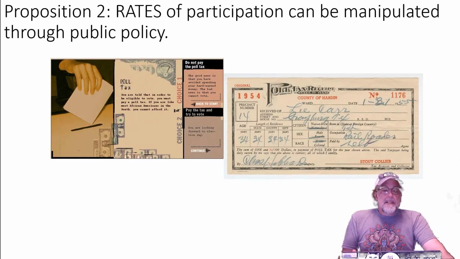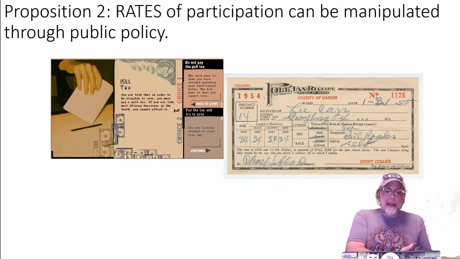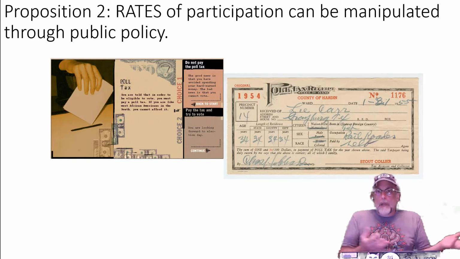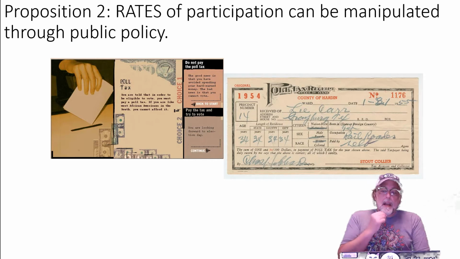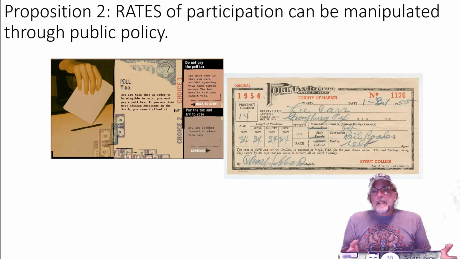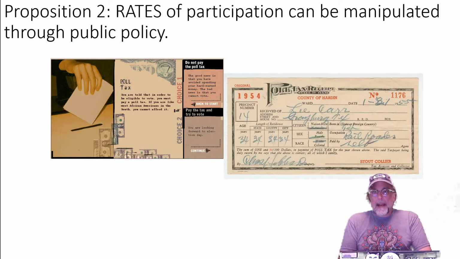Proposition number 2 says that rates of participation can be manipulated through public policy. Remember, we can make it more costly to participate or less costly to participate. After the Civil War and up into the 1960s, in certain states, especially southern states, they used something called a poll tax as a way to discourage African Americans in particular from participating by voting.